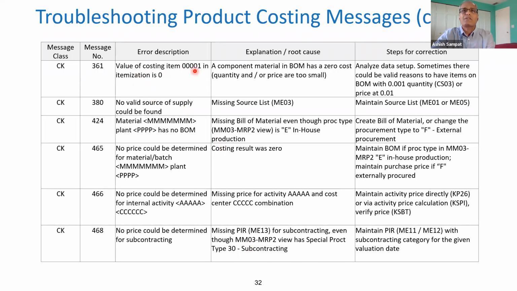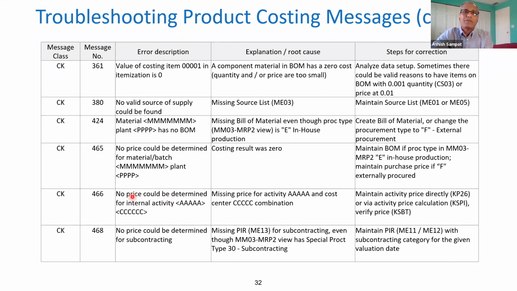Let's see some more. Value of costing item 0001 in itemization 0. Now this is typically an information message which you may want to ignore most of the time, but be careful, because some of the information messages are telling you something. If the BOM quantity of 0.001 is genuine, then I understand, yes, no problem. But if it was set up as a placeholder and somebody forgot to update it, then it's a problem. Source of supply is another widely seen error. When you have said in the purchasing view that source list is mandatory, but you have not maintained the source list, then obviously maintaining it is a requirement.